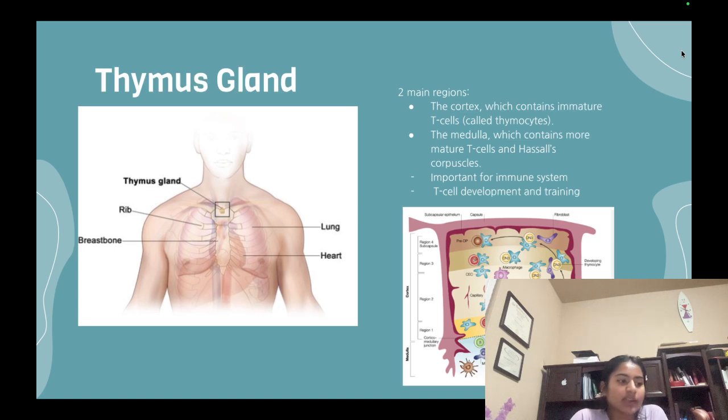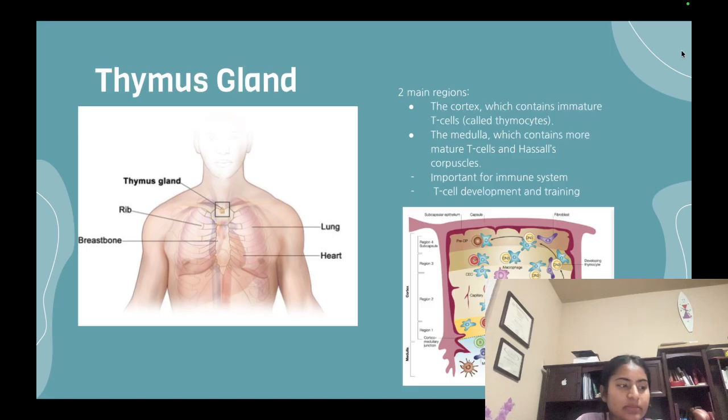So the thymus is divided into two lobes. Each is surrounded by a capsule. Each lobe has many lobules, and each lobule has an outer cortex and an inner medulla. This is also important because the T cells mature in stages and different steps occur in each region.